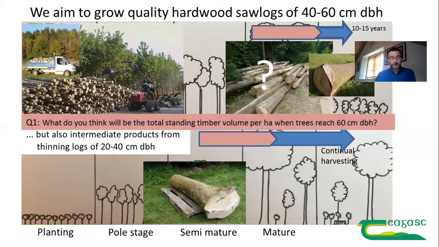So here's the first question for us. What do you think will be the total standing volume per hectare when trees reach 60 centimetre diameter? In other words, full sawlog size.